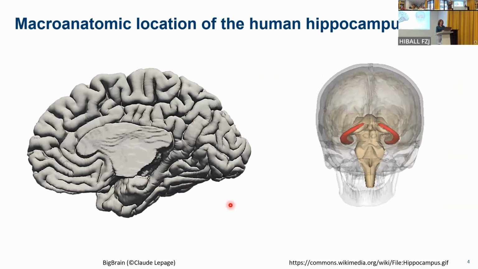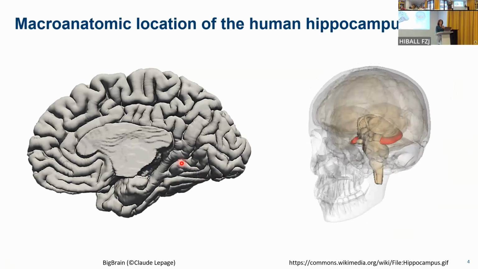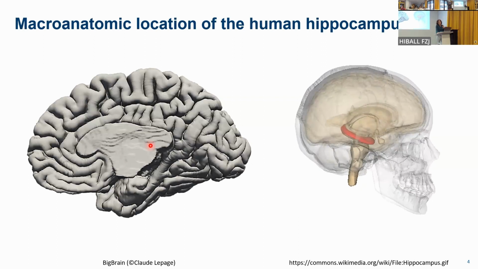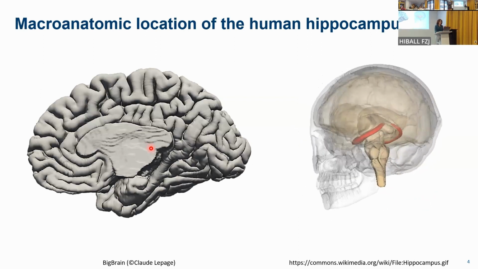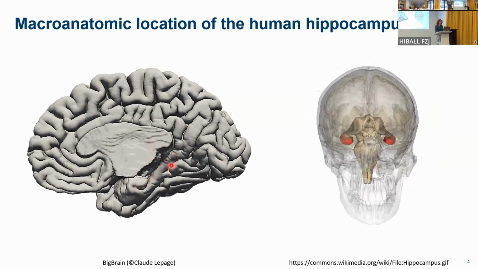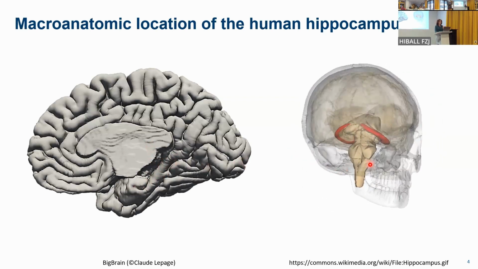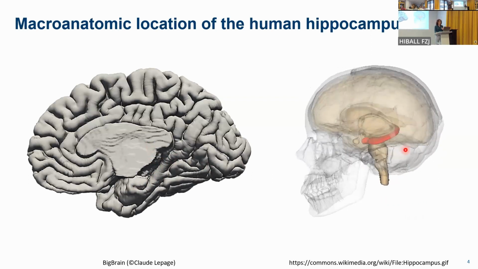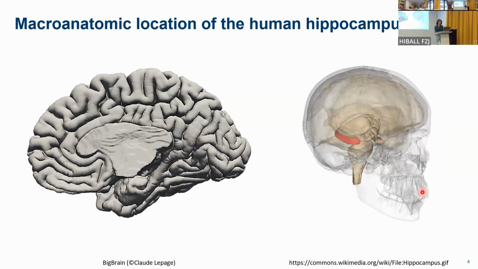It's located on the medial side of the hemisphere, meaning the part of the hemisphere that you wouldn't be able to see on the surface when you look at an MR image, and it's located in the temporal lobe, okay? And it is a long and thin, sort of sausage-like structure, which you can see highlighted here in red in this animated GIF.